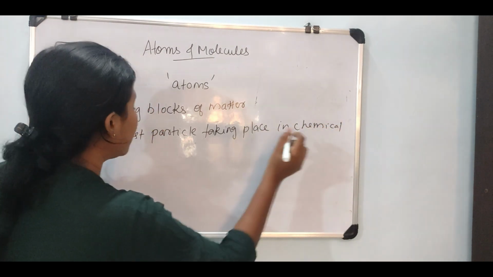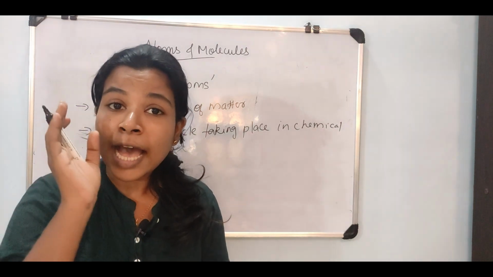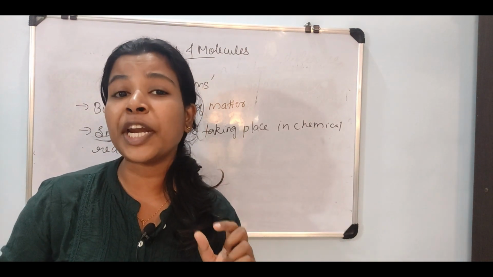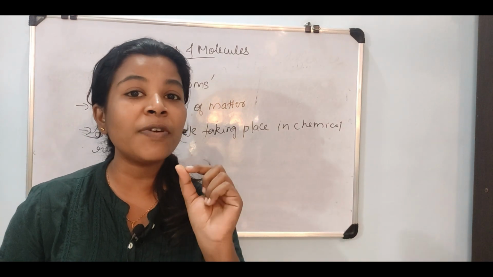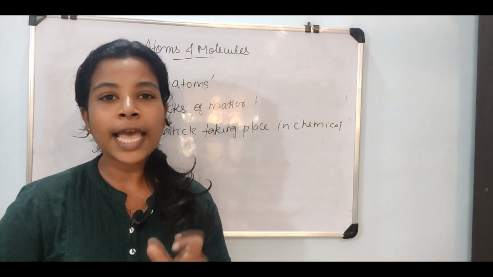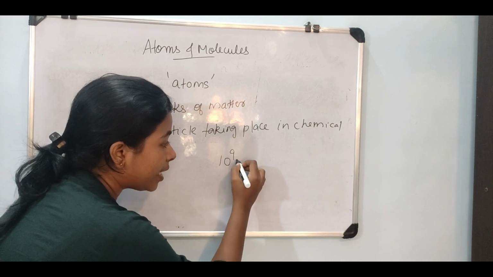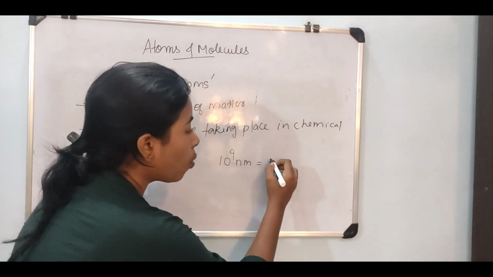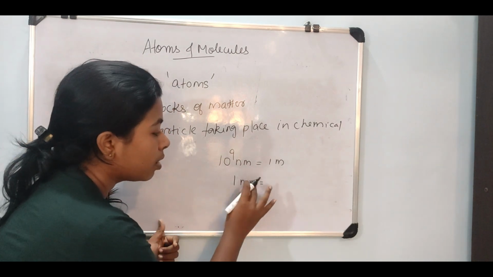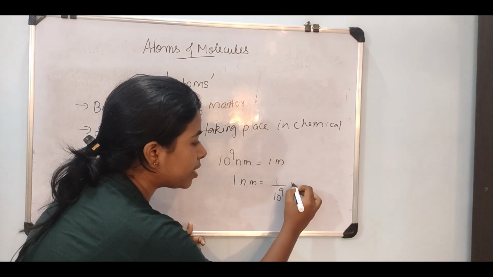These atoms are so tiny that we cannot see them with our naked eyes, and even powerful microscopes cannot show us these atoms. The range of their radius is in nanometers, not centimeters, millimeters or meters. 10 raised to 9 nanometers is equal to 1 meter. That means 1 nanometer is equal to 1 by 10 raised to 9 meters.